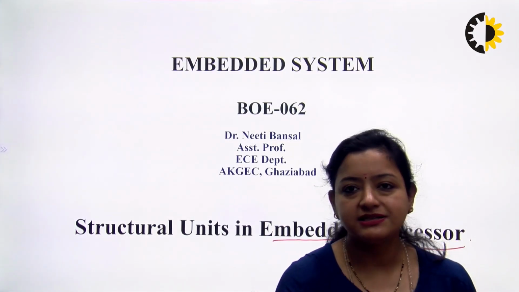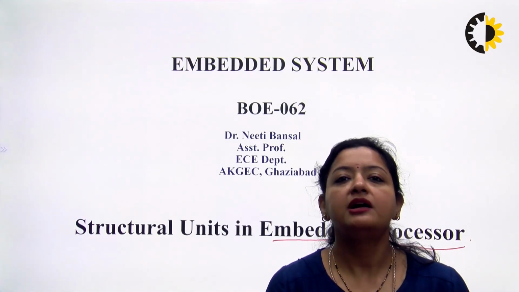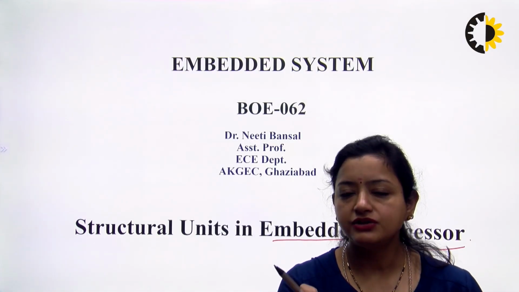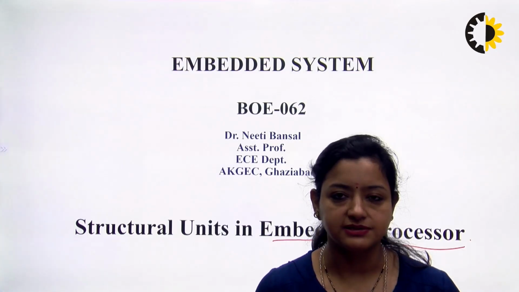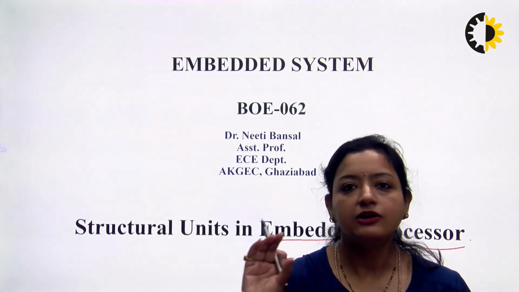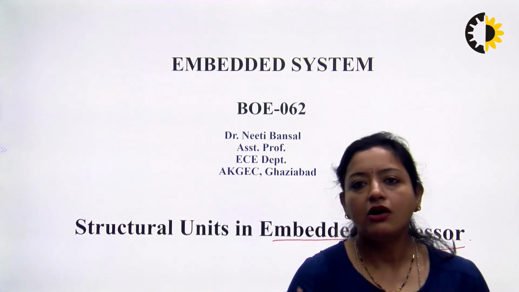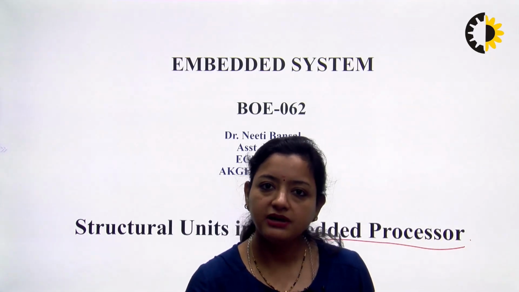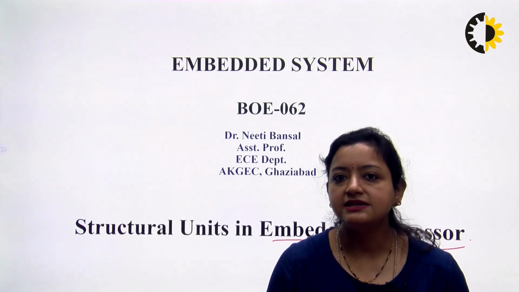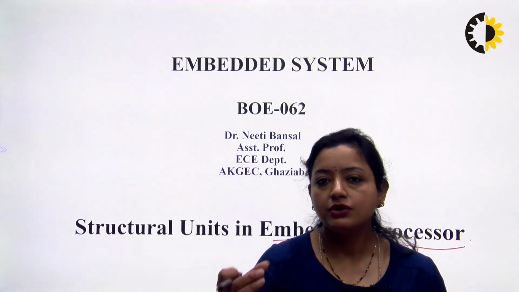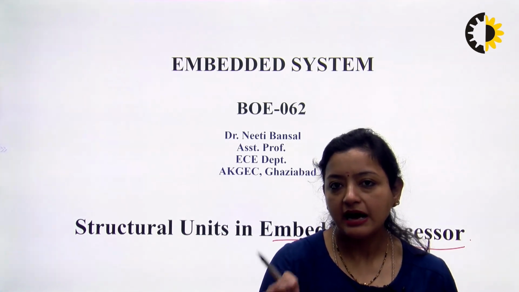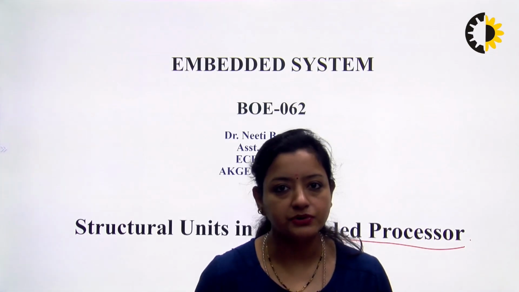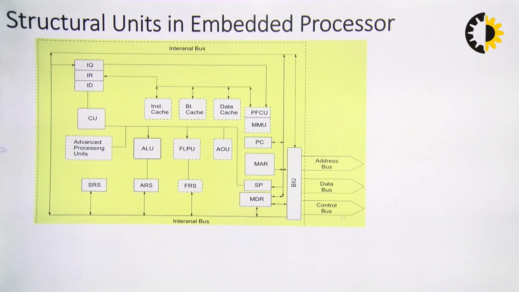So embedded system. An embedded system is made up of several elements, out of which the most important one is embedded processor, because it is considered as the heart of your embedded system. Along with the processor, the embedded system consists of input-output devices, various interfaces, memory is there. So the most important part, the heart of the embedded system is embedded processor. And in this lecture, we are going to study the structural units of embedded processor.